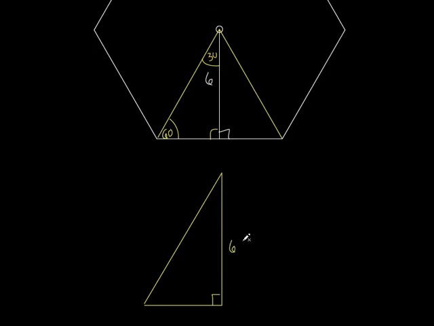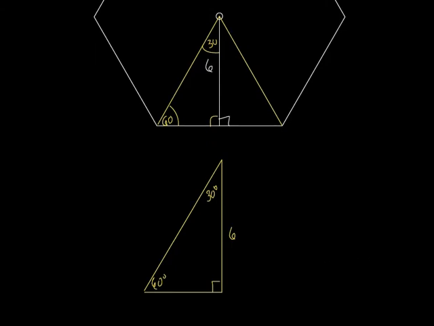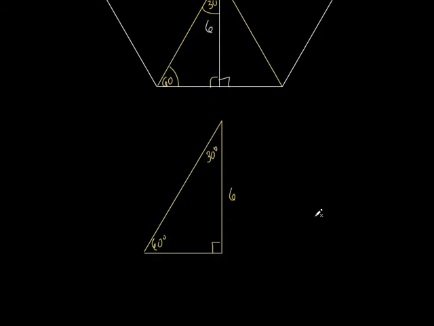So what do we have here? We've got this as 6. We have this as 30 degrees. We have this as 60 degrees. And that's all we know, isn't it? Do we know the hypotenuse? No, not yet. Well, let's do this. What are we trying to find? Do we really care to find the hypotenuse?